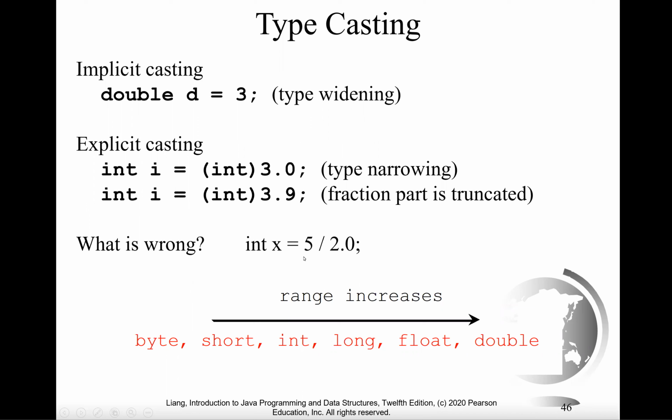What is wrong in this expression? 5 divided by 2.0 assigned to x. This is the incorrect statement because 5 divided by 2.0 is 2.5. That is a floating point number. You cannot directly assign it to an integer. So you have to perform a casting. Performing casting, you're going to lose the fractional part.